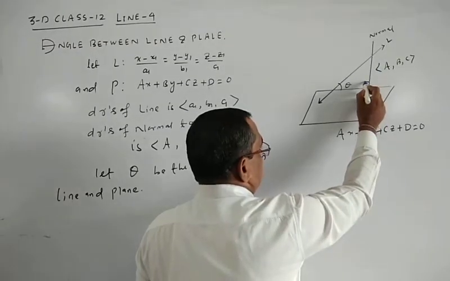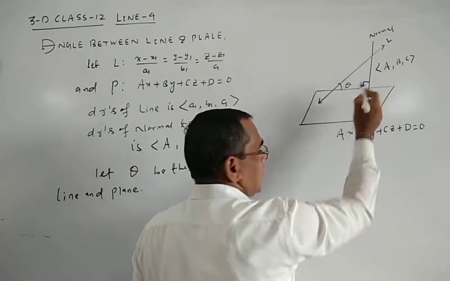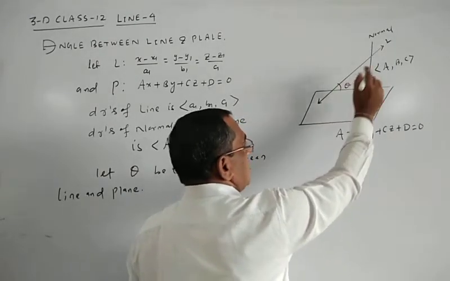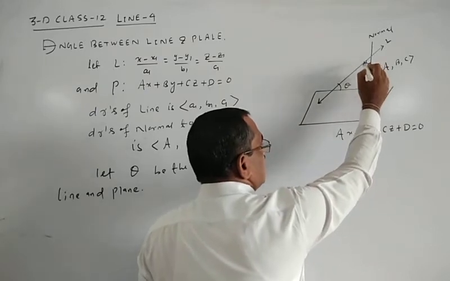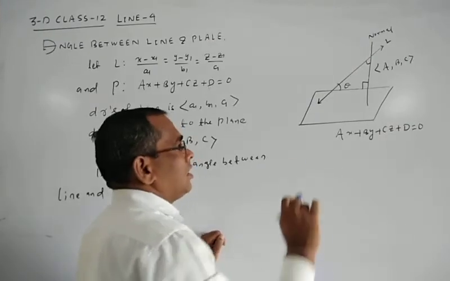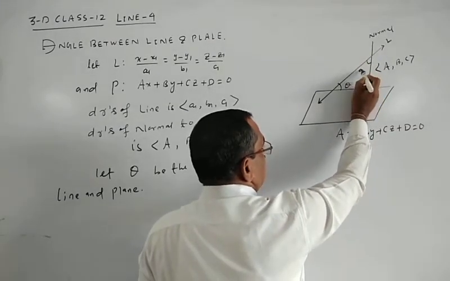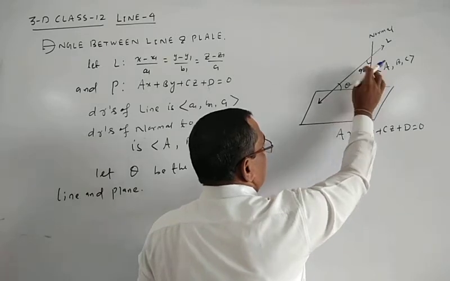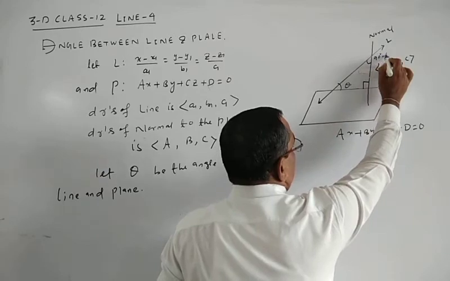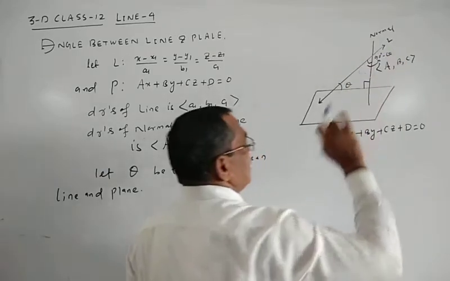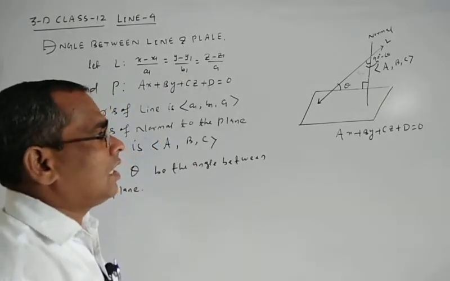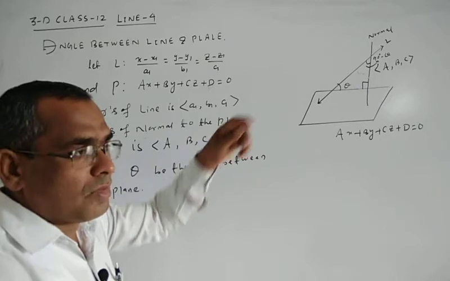Clearly the plane is perpendicular to the normal, which means this angle is 90 degrees, and this angle is theta. So what is this angle? The sum of the angles is 180 degrees, so this angle is automatically 90 degrees minus theta. So 90 minus theta is the angle between the line and the normal to the plane.